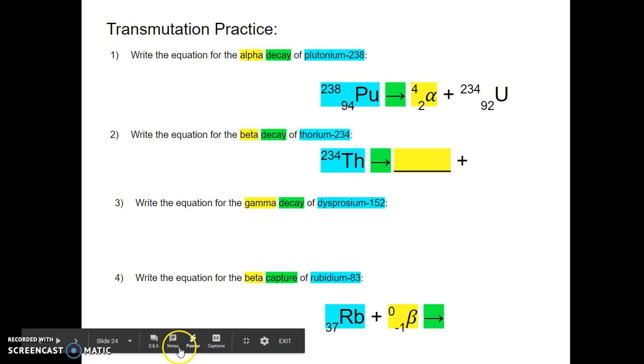So we will do a bunch of practice problems in class over transmutation reactions.